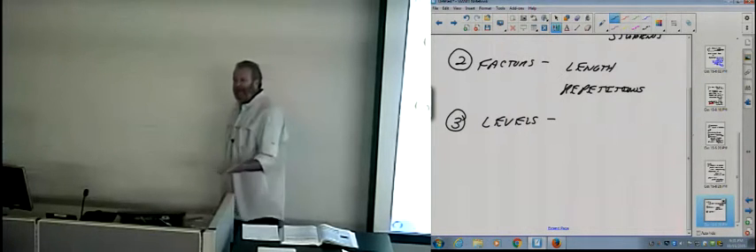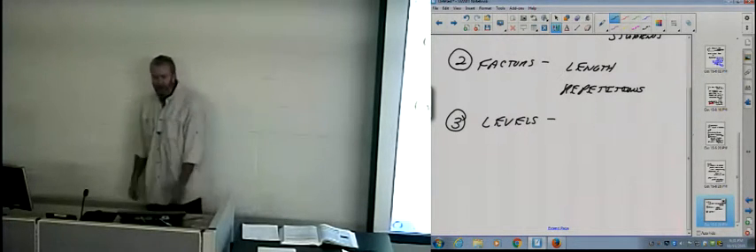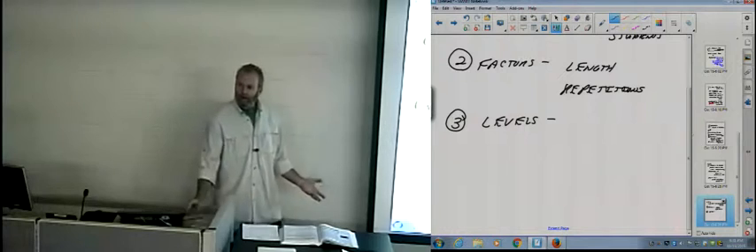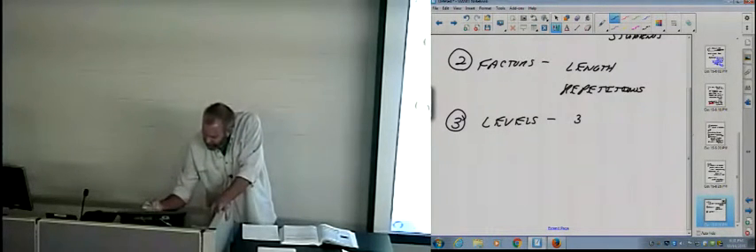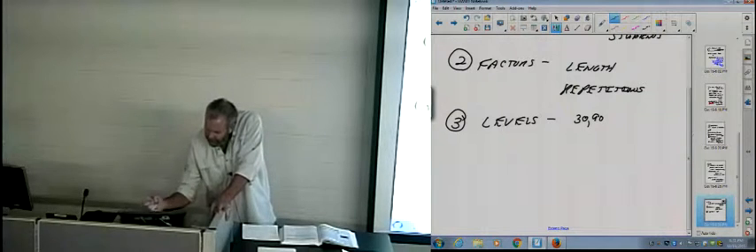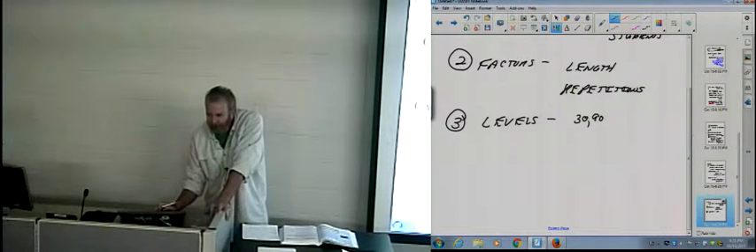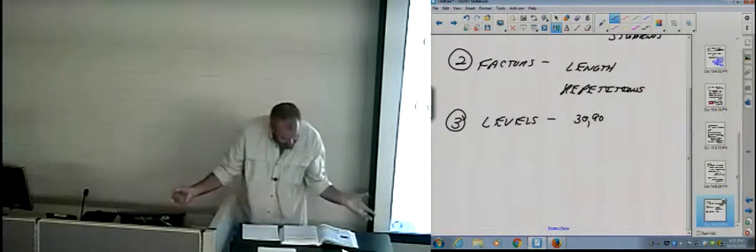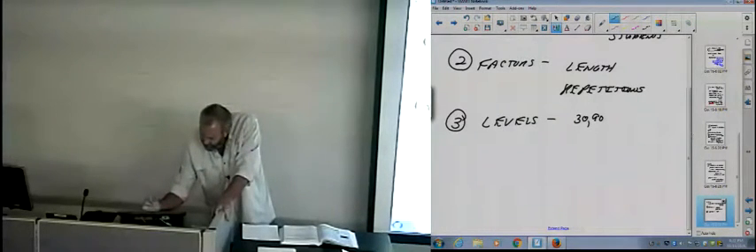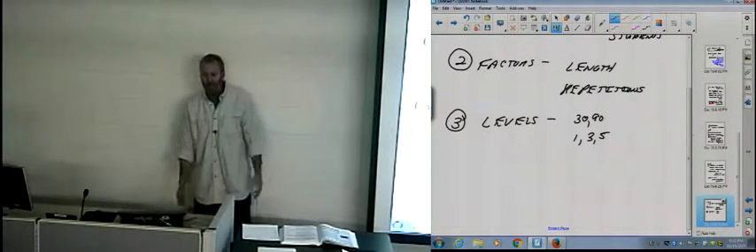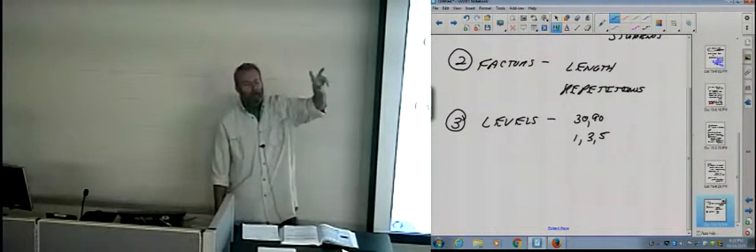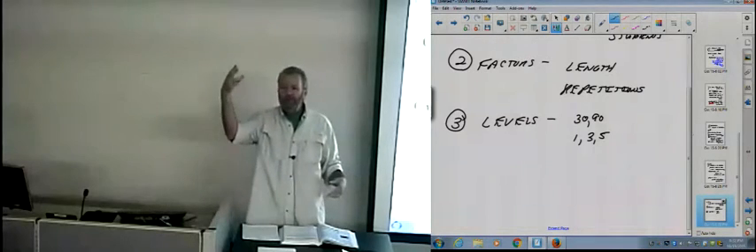I'm just picking this out so that I can tell you how many treatments there are. For length, how many levels were there? What does it show? 30 or 90 seconds, right? So 30 or 90. For repetitions, how many times was it repeated during this 40-minute TV show? It was repeated 1, 3, 5 times, right? Those are the different levels for your different factors. So you've got length, 2 levels. You've got repetitions, 3 levels.